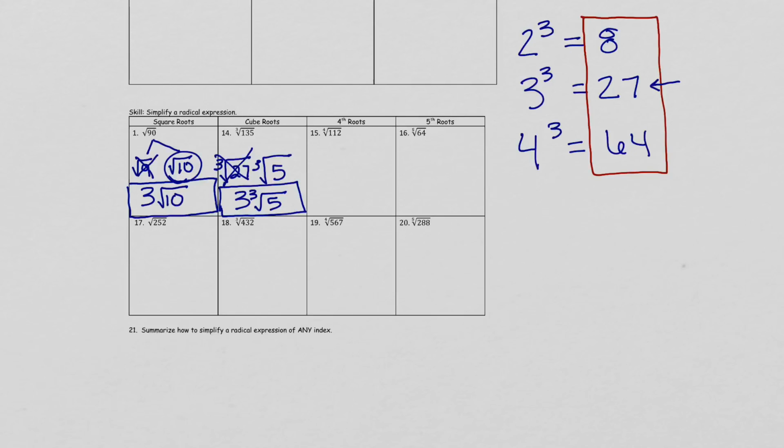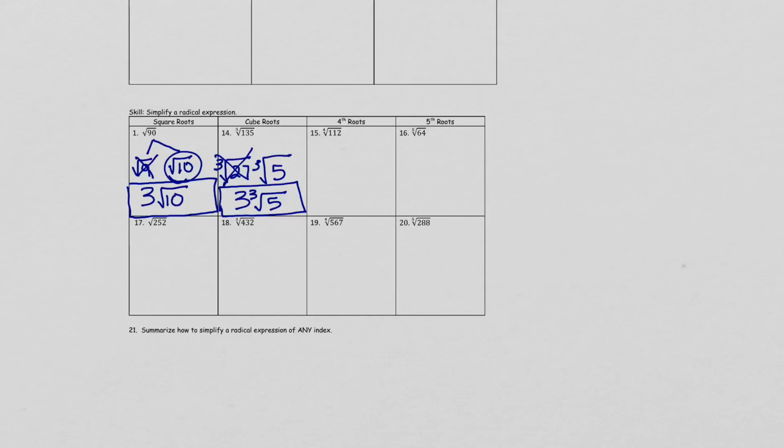Okay, so just to make it really clear, you're going to be doing that again with your 4th roots and your 5th roots. So those next 2 columns. But you have to go from those perfect numbers first. So we're going to look at, for the 4th roots, well, what is 2 to the 4th? Well, 2 times 2 times 2 times 2 is 16. And let's try 3. 3 to the 4th, 3 times 3 times 3 times 3 is 81.